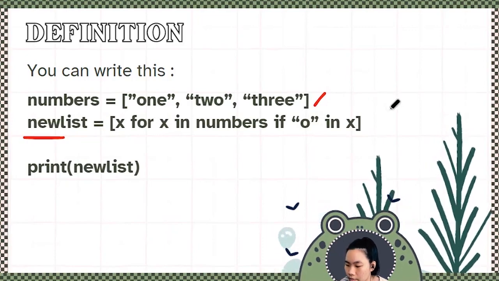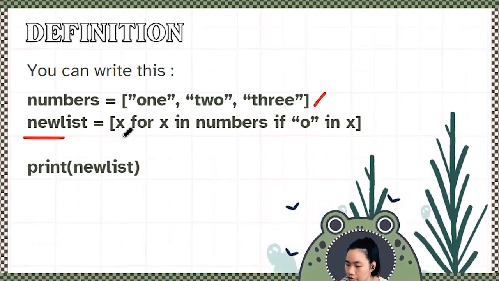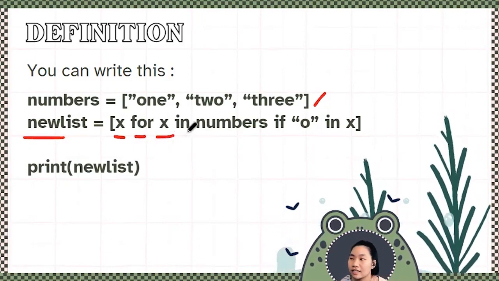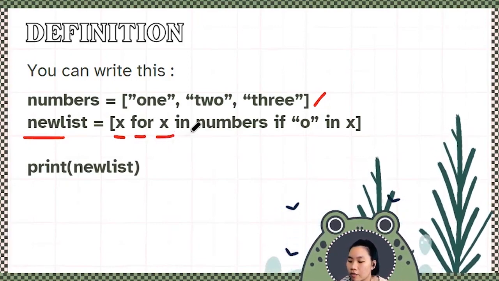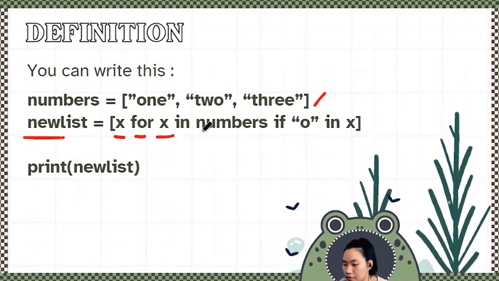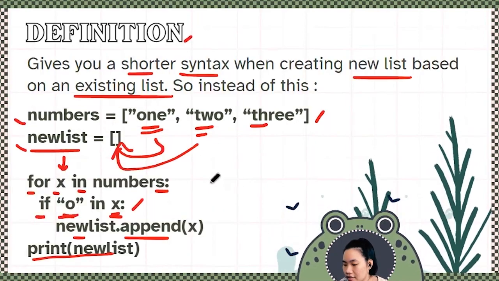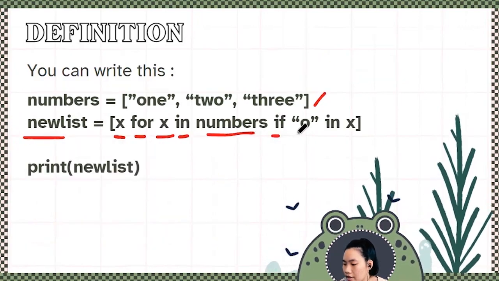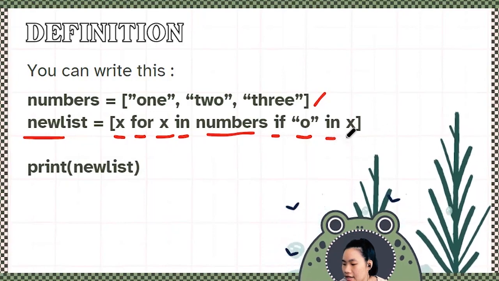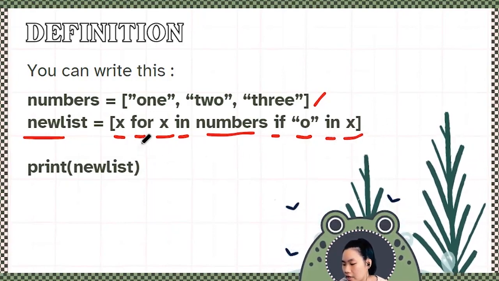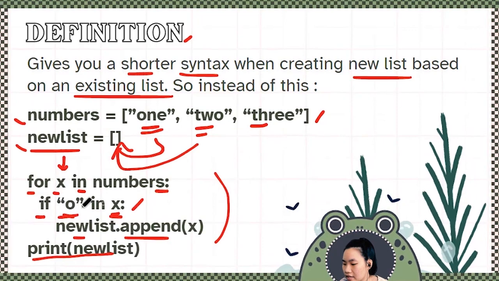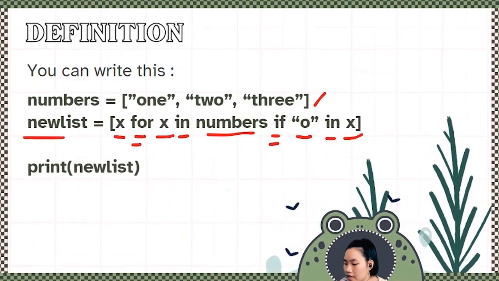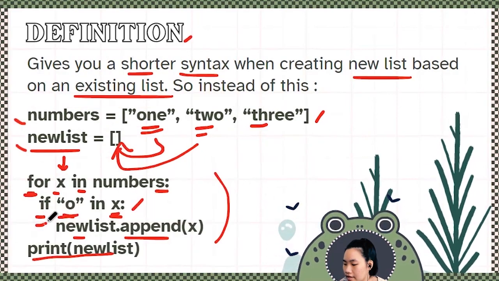Once again, we have the numbers list. For new list, we put in x for x. So once again, it calls up the for loop, but it's just a shortcut of doing it. So writing that is the same as this, okay? In numbers, if o in x. As you've noticed, we have the keywords that we've seen here. We have for, and we have if, all right?